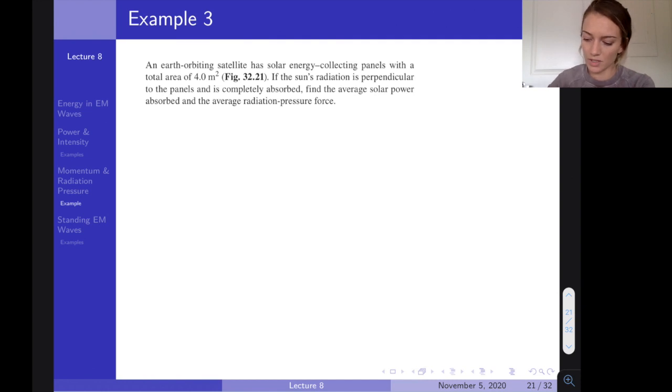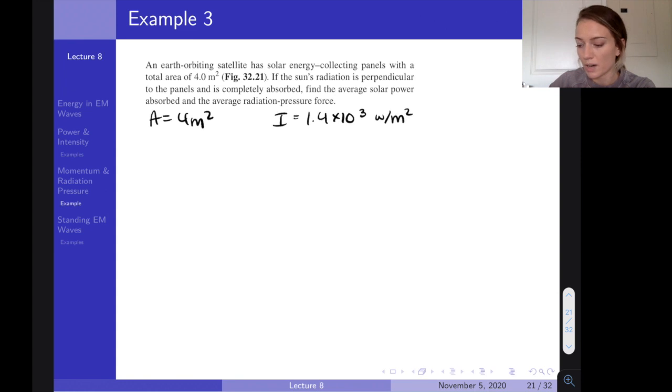So first things first, let's just write down what we have. The area is 4 meters squared. We want to find the average solar power absorbed. So here we just need a little bit more information, which is listed in your book. The intensity of the sun's light at basically the edge of the atmosphere is just given to you in the book. So that intensity is 1.4 times 10 to the 3 watts per meter squared. So we're going to need that for this problem.